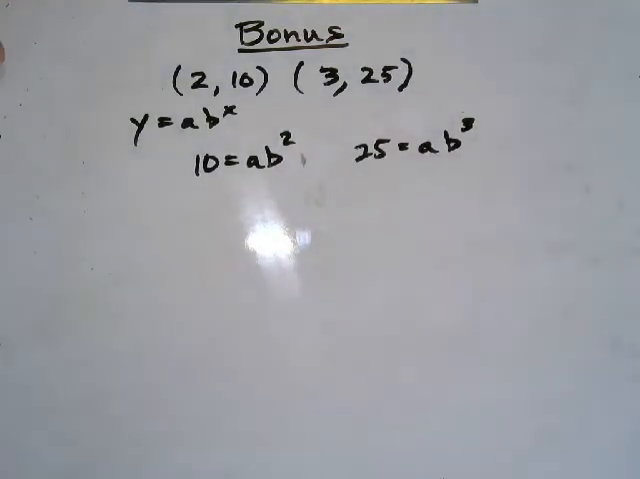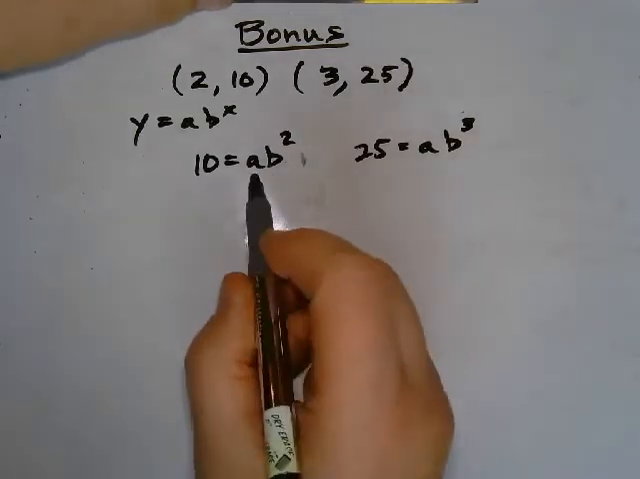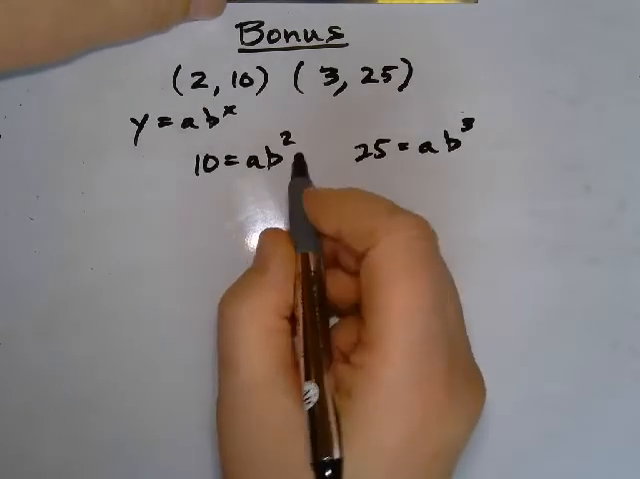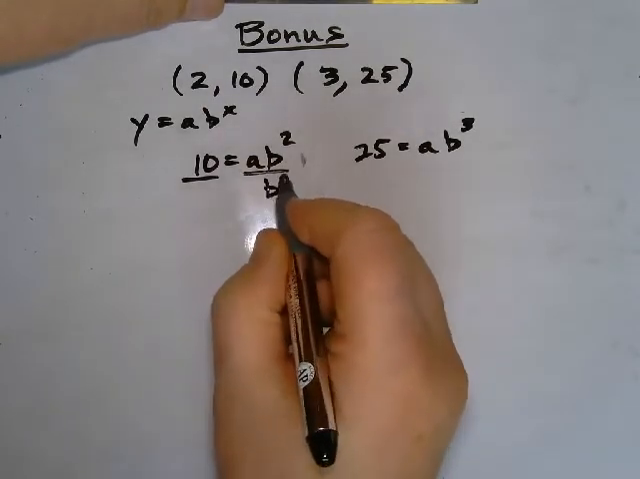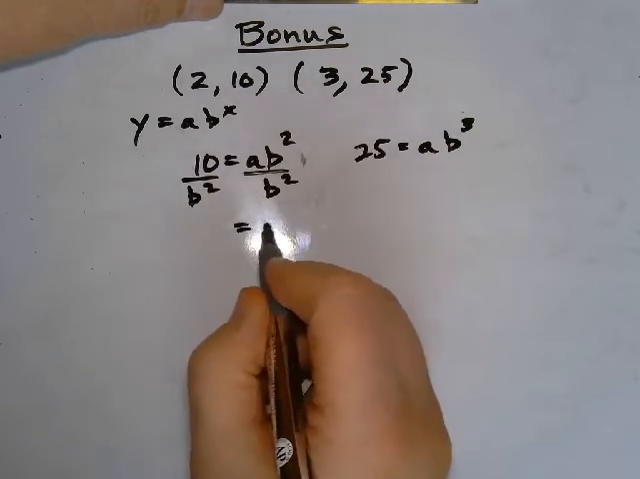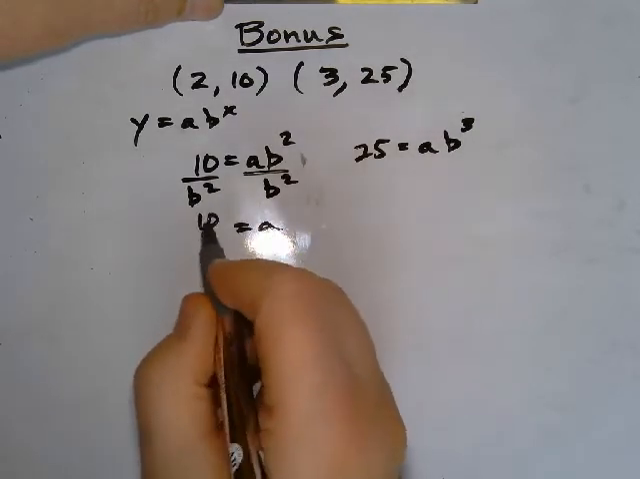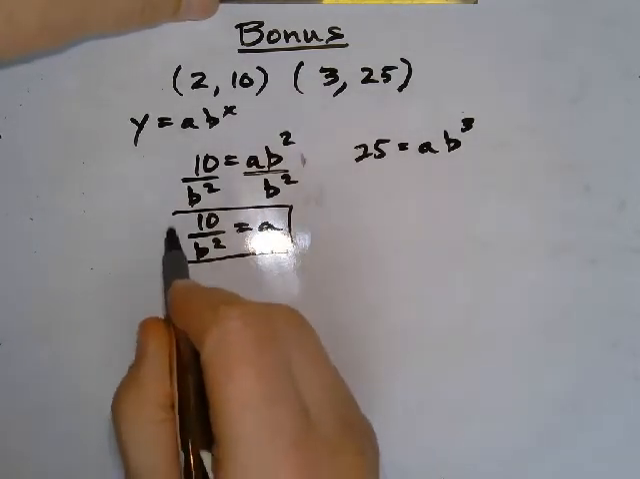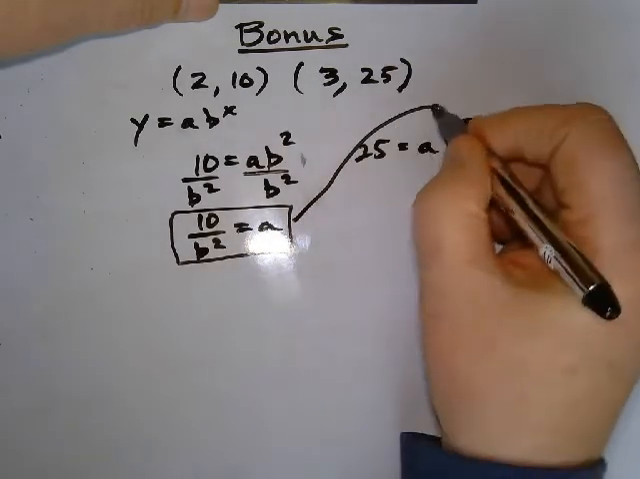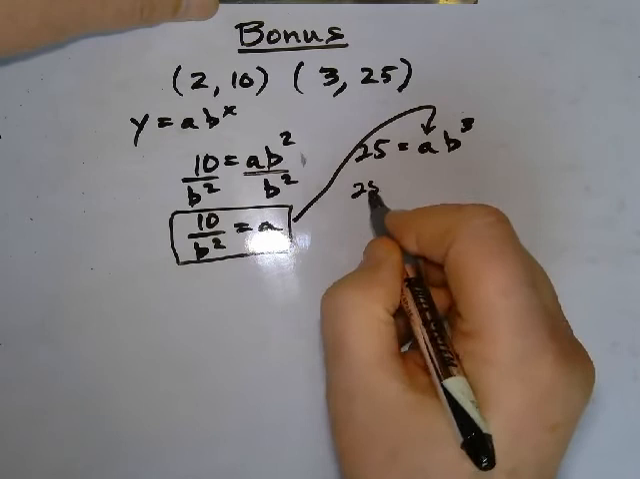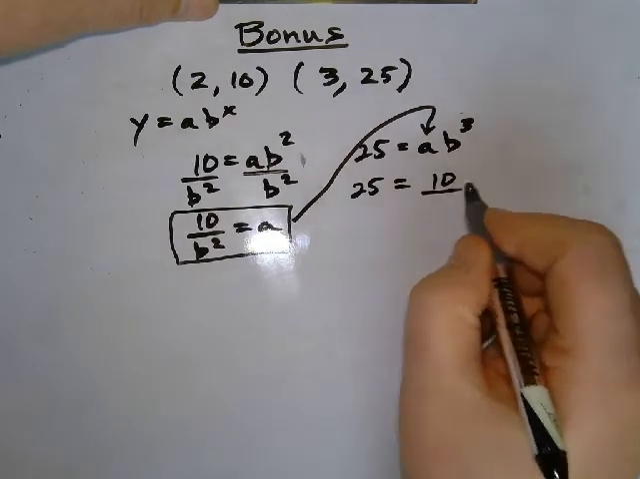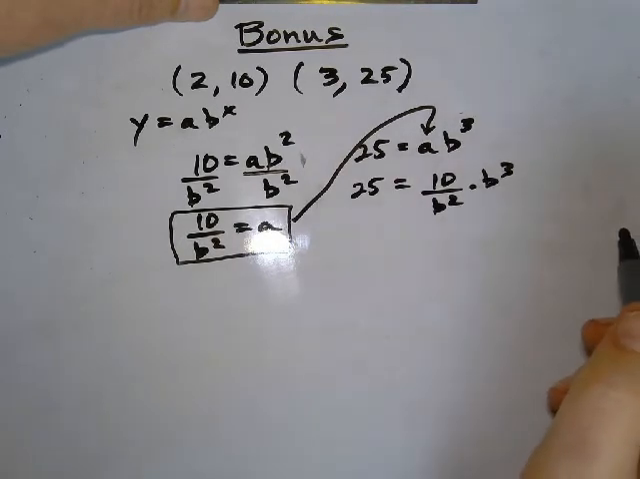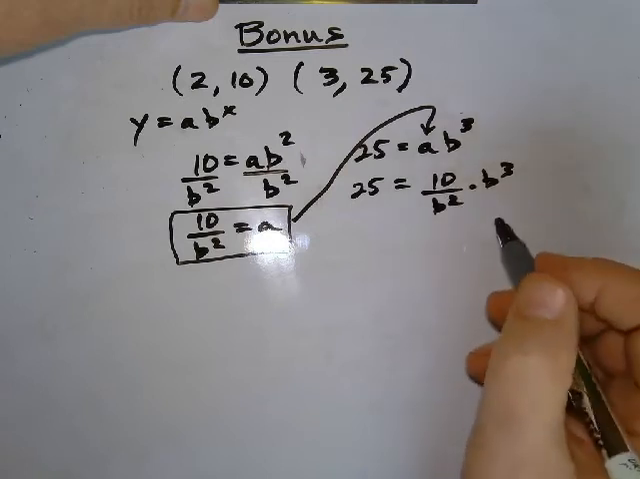Now, what I'd like to do is solve one of these equations for a variable, and then substitute it in. Let's take this one, just because it's just as easy as any other. If I divide both sides by b squared, I will get a alone. That's what I wanted. Now we're going to take this item here, and since a is equal to this, we're going to take it over here and stick it right in there. 25 equals 10 over b squared times b cubed. Right? A is 10 over b squared.